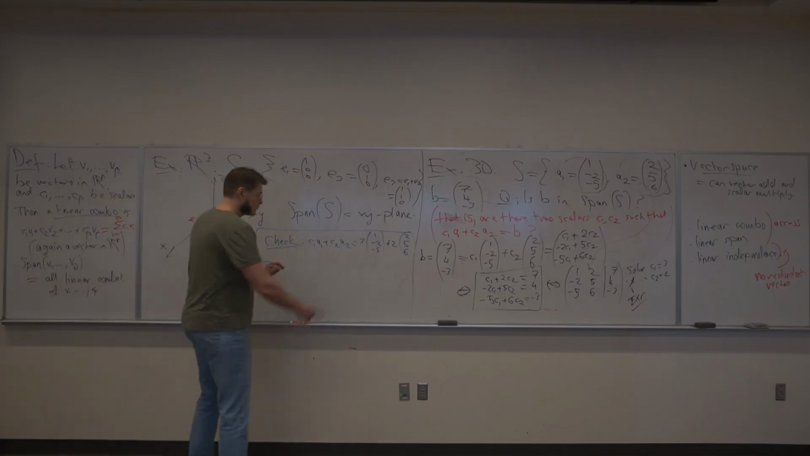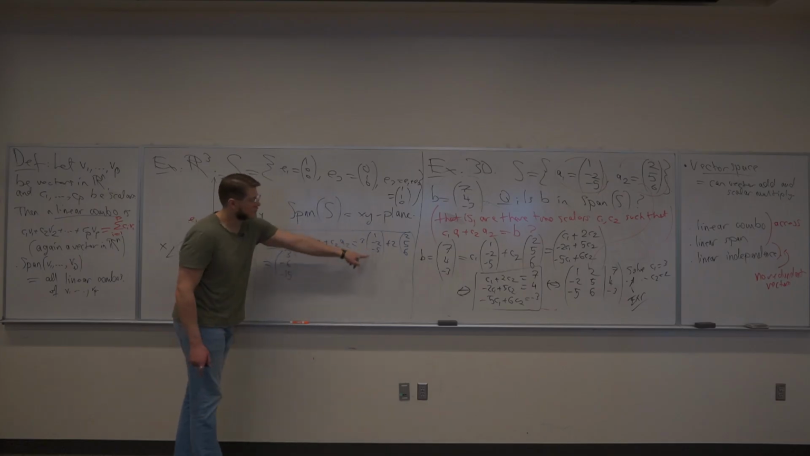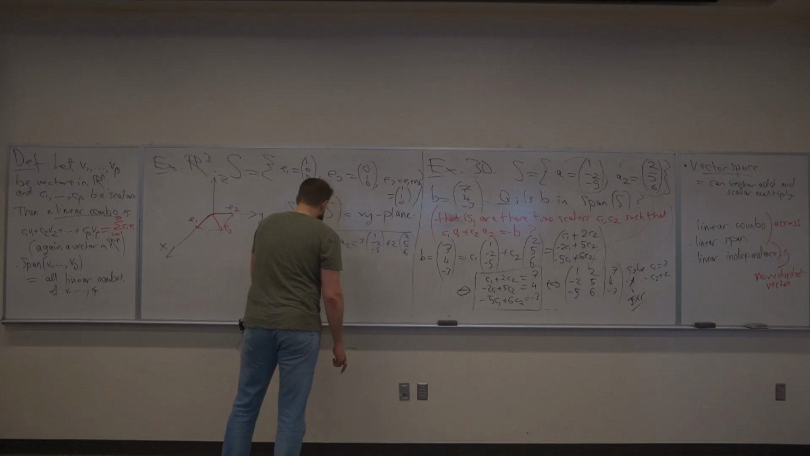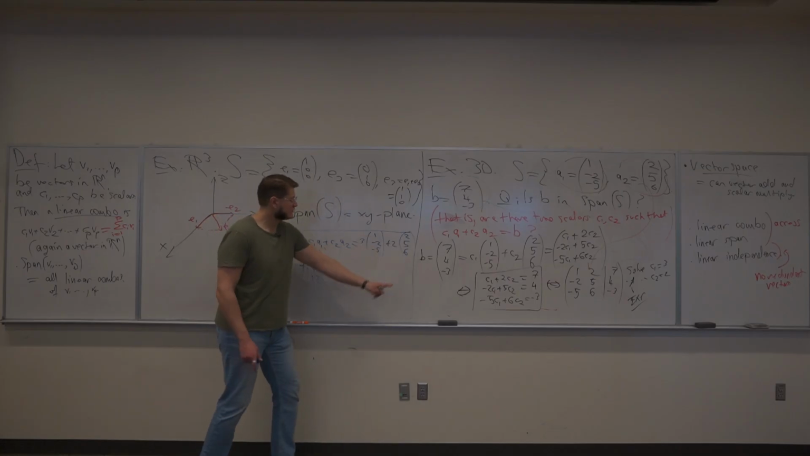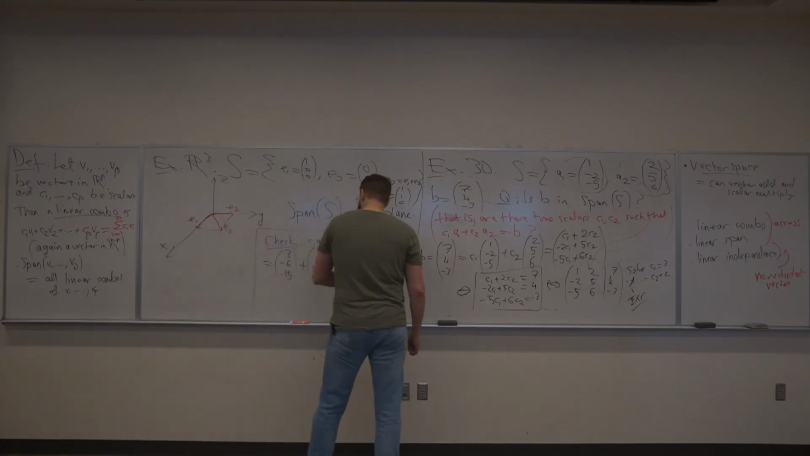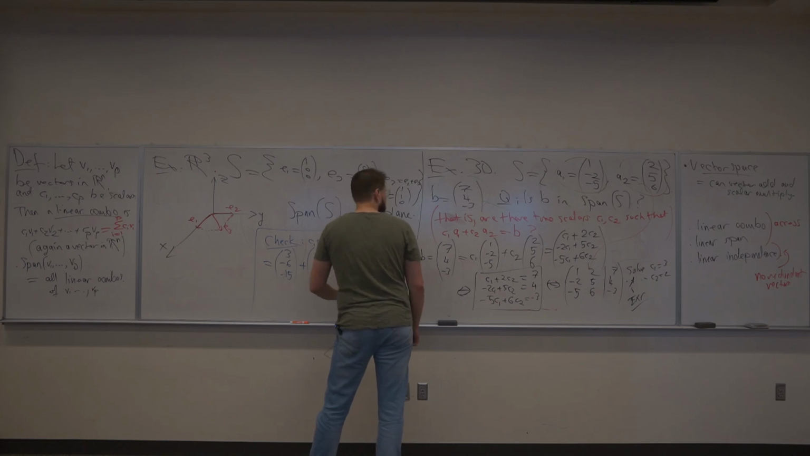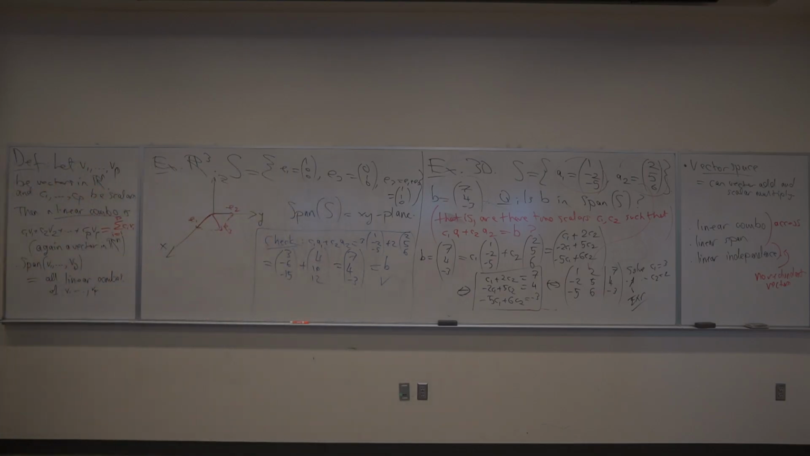Okay, so scalar multiply: 3, -6, -15. I just distributed this 3 over the entries, plus 4, 10, 12. Likewise, I distributed this 2 over the entries, and now I'm going to add the matching terms. That's 7, 4, -3. That's exactly B. Okay, good.